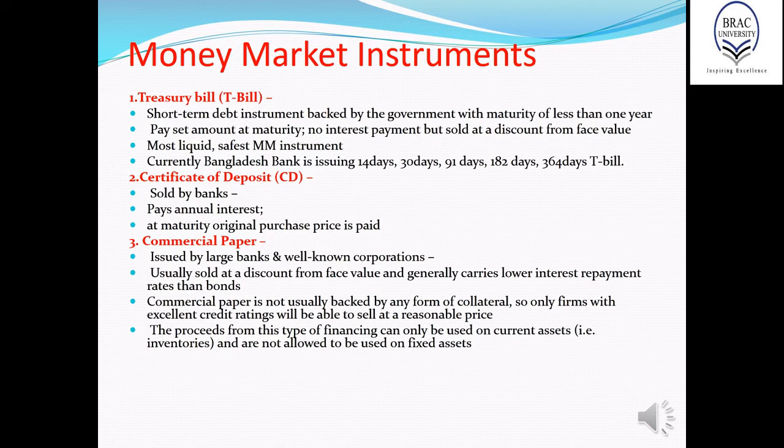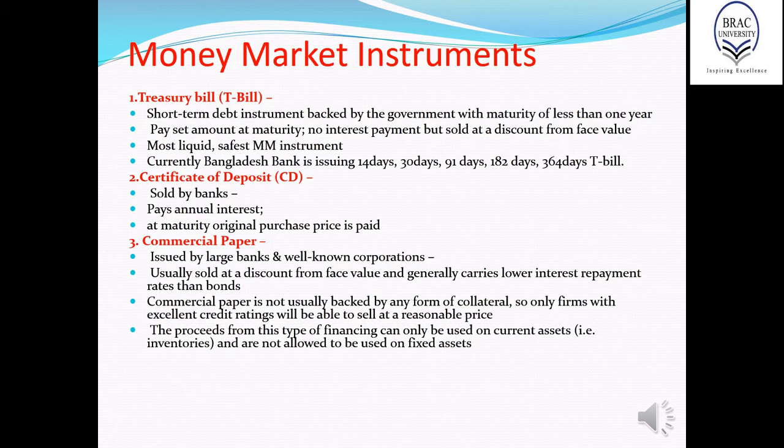And there's another type of money market instrument, that is the commercial papers. They are issued by both large banks and well-known organizations. They are usually sold at a discount from face value and generally carry lower interest repayment rates than bonds. Now, this feature is similar to the treasury bills, where the commercial papers are sold at a discount to the face value.